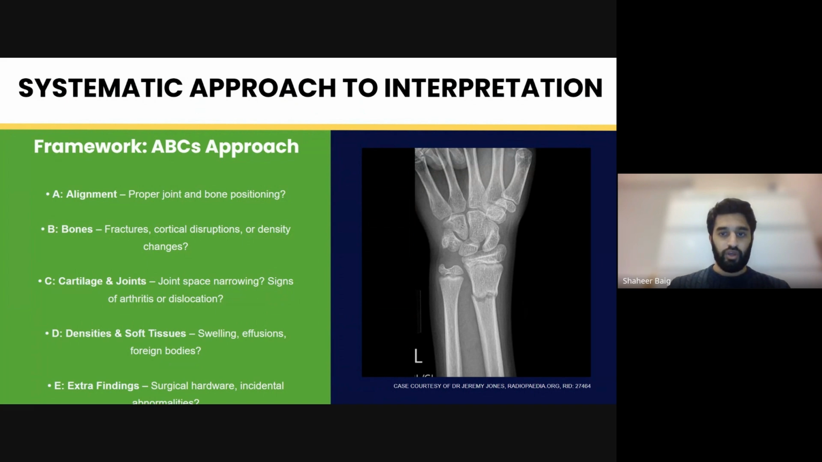So there's also an ABC approach here, and we'll look at alignment. Is there normal alignment of the joints? Such as this radiograph here of the wrist, which demonstrates normal alignment of the carpal bones, but we can see that there's a break in the distal radius metaphysis. So that's our first step, and then we'll go on to the bones, looking for any sort of cortical disruptions, of which you can see here, and any change in density.